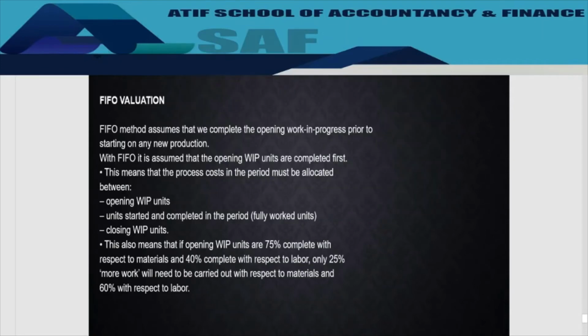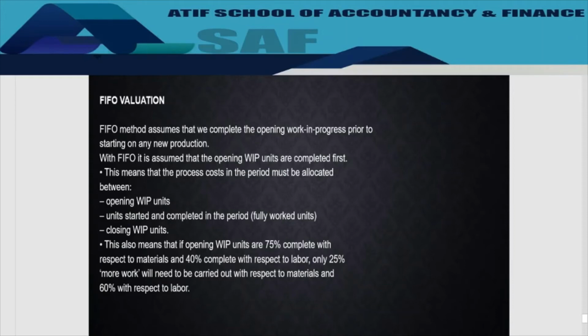Now it is about the FIFO valuation method. FIFO method means first in, first out. It assumes that we complete the opening work in progress prior to starting on any new production. With FIFO, it is assumed that the opening work in process units are completed first. This means that the process cost in the period must be allocated between opening work in process units, units started and completed in the period, meaning fully worked units, and closing work in process units.